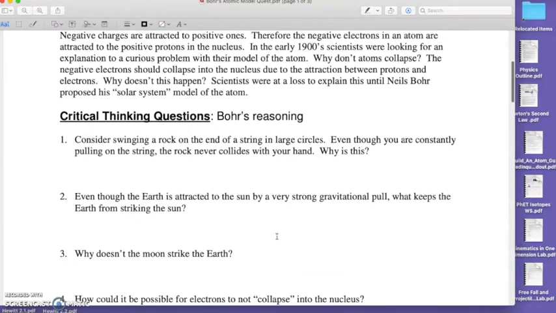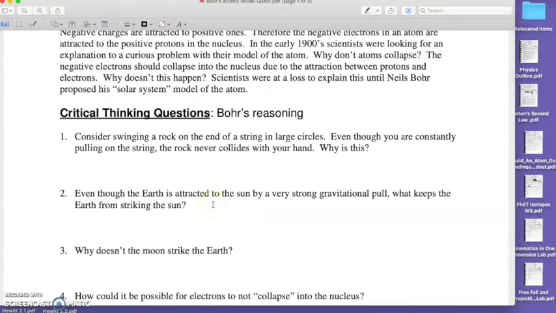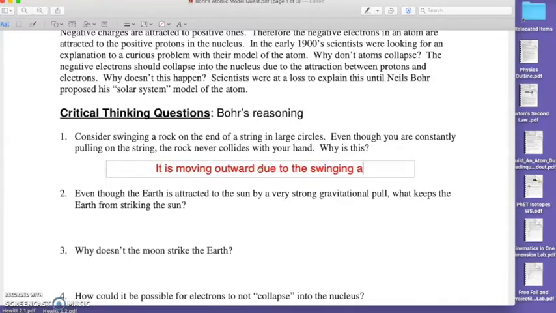of the atom. So consider swinging a rock on the end of a string in large circles. Even though you are constantly pulling on the string, the rock never collides with your hand. Why is this? And I want you to consider that, okay? Why does the rock never collide with your hand? And it's because it is moving outward due to the swinging action of the string. It always wants to go outwards.